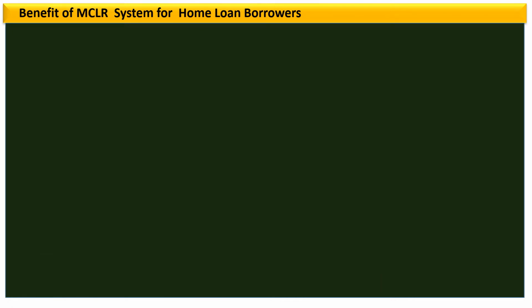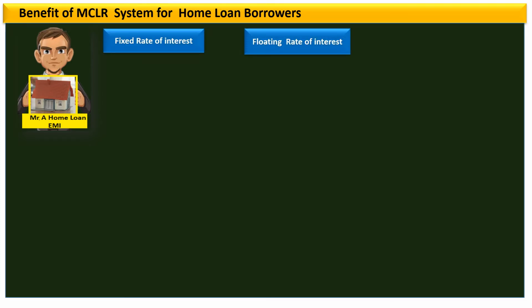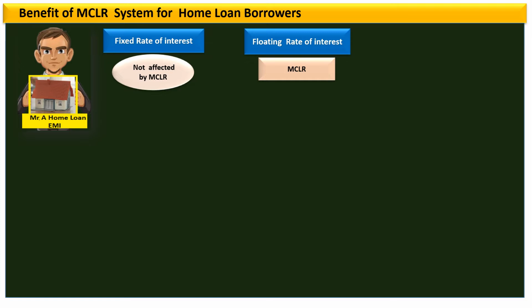Let us take an example of a home loan borrower and try to find out how he gets the benefit of the MCLR system. Here Mr. A is our home loan borrower. He can get a home loan either on a fixed rate of interest or on a floating rate of interest. But a fixed rate of interest home loan is not affected by MCLR, while a floating rate of interest home loan is affected by the MCLR system. All loans sanctioned on and after 1st April 2016 are linked to the MCLR system.